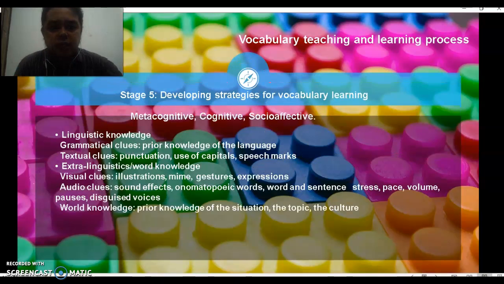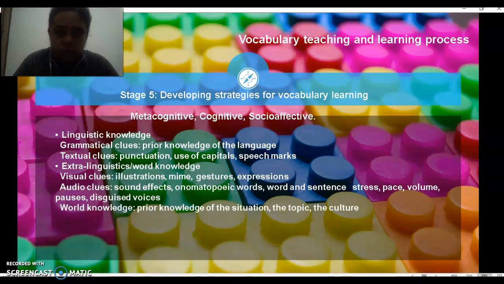Okay, stage 5, developing strategies for vocabulary learning. Metacognitive, cognitive, and socio-affective. Linguistic knowledge about grammatical clues. Prior knowledge of language. Maybe children have certain knowledge of the grammar of a language. And then textual clues. We introduce them to punctuation, capital letters, and speech marks.